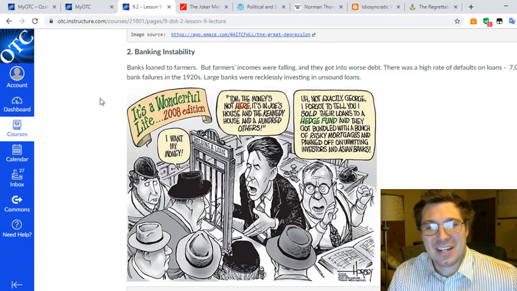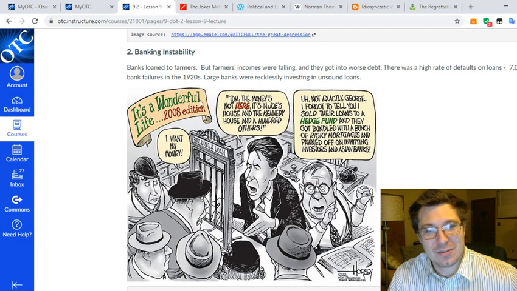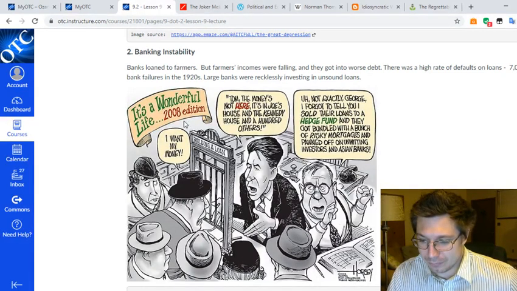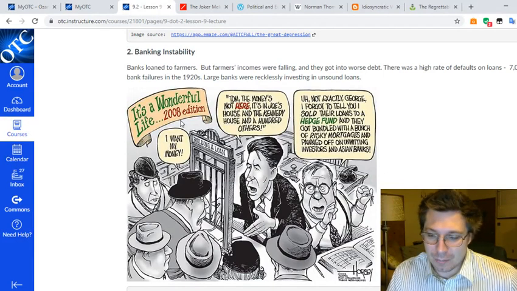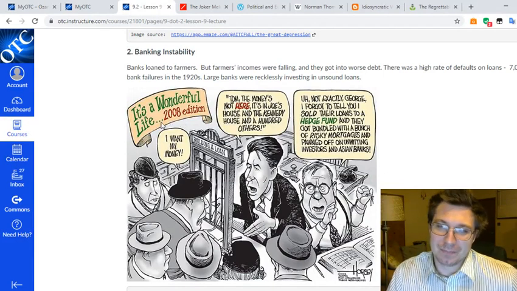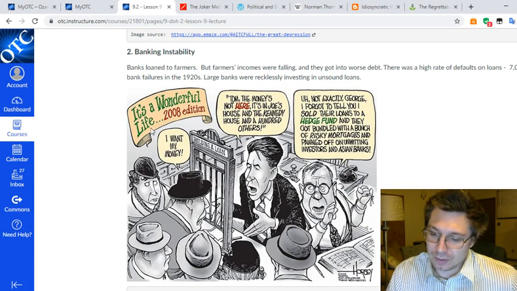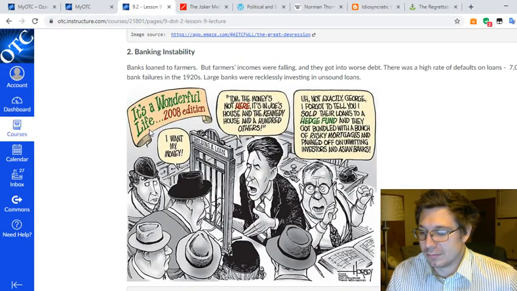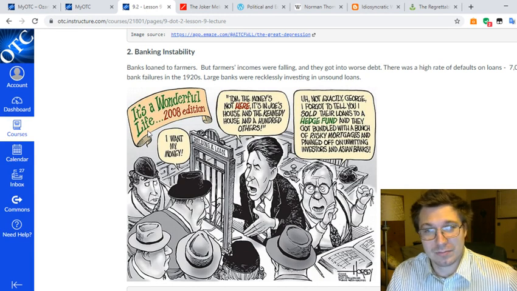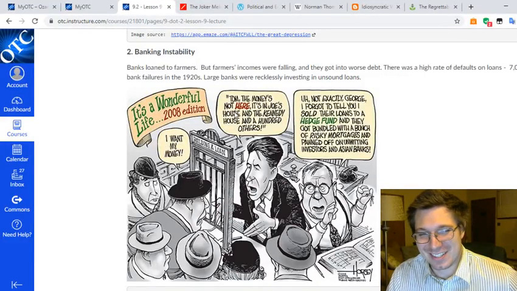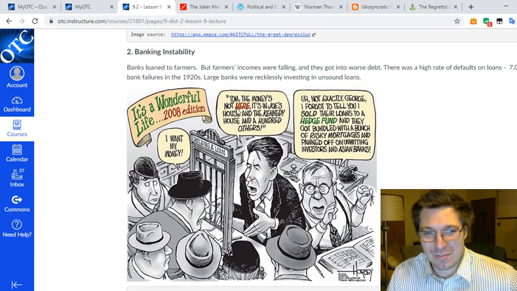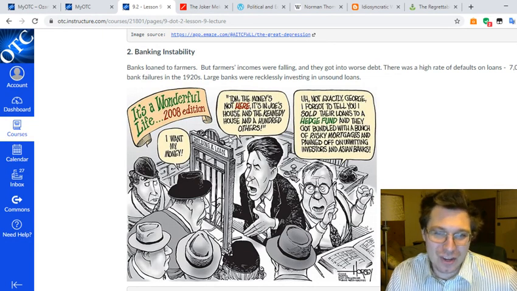But even with having the FDIC in place, there were still problems with the banking system, even in 2008. Not so much with ordinary depositors losing their money, but investment banks going bad. So ordinary depositors didn't lose their money. The banks that specialize in that weren't as badly affected, but investment banks were very badly affected during 2008, and this cartoon kind of alludes to that. He says, "Tom, the money's not here. It's in Joe's house, and the Kennedy house, and 100 others."